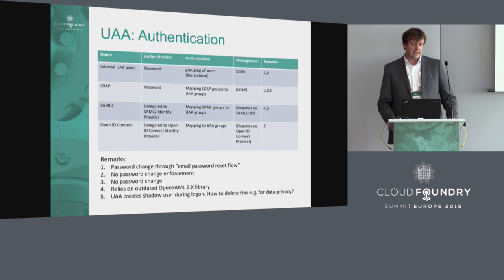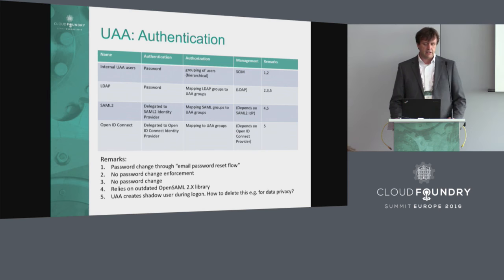So let's start at authentication. The UAA has different kind of mechanisms for authentication. So the first thing it has is an internal user store. That means using this internal user store, you can authenticate with password against that store, and the users in that user store can be grouped hierarchically to assign authorizations to that user. As a management API, there is a SCIM API, which is an internet standard for managing users and groups, and that's also supported by the UAA.